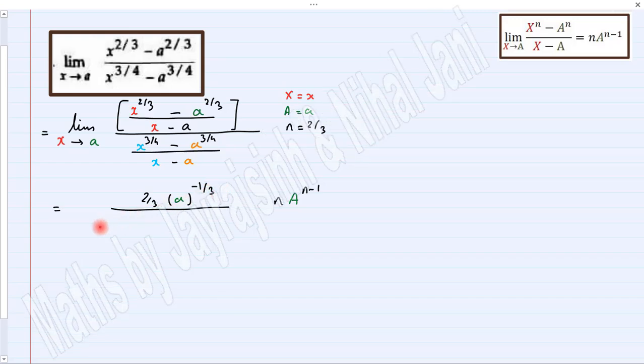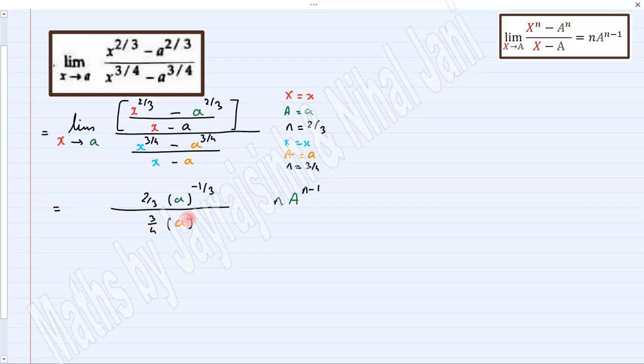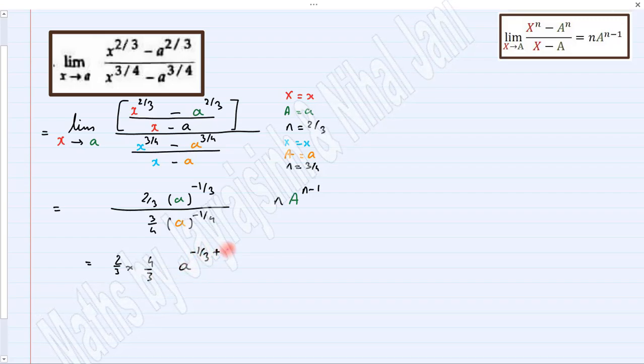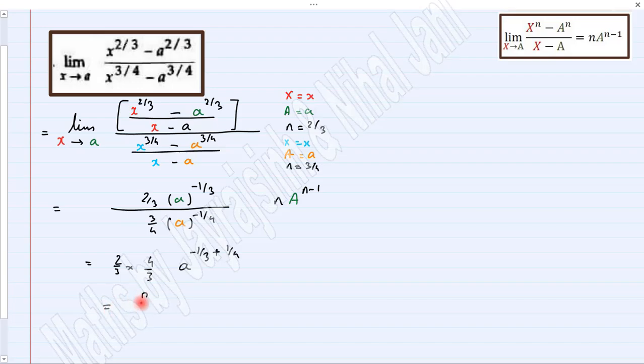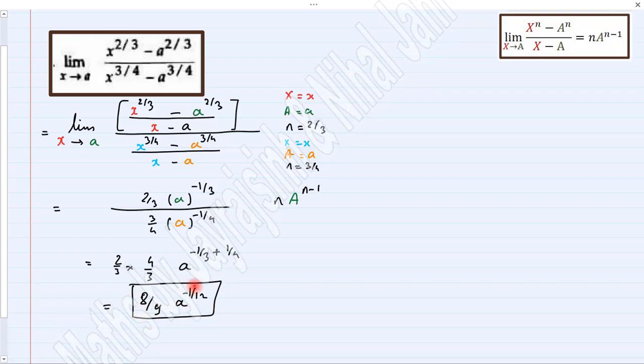or we can say minus 1 by 3. Similarly, in denominator, your x is small x, capital A is small a, and N is 3 by 4. So we will get 3 by 4 a raised to 3 by 4 minus 1, which is minus 1 by 4. So here we will get 2 by 3 into 4 by 3 and a raised to minus 1 by 3 plus 1 by 4, which will give us 8 by 9 a raised to minus 1 by 12 as a final answer. Ta-da!